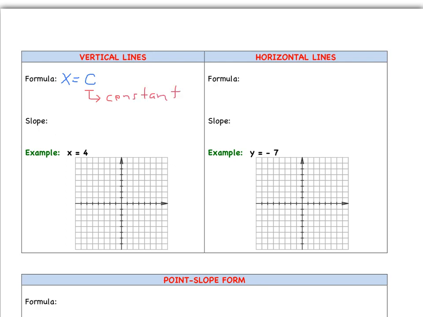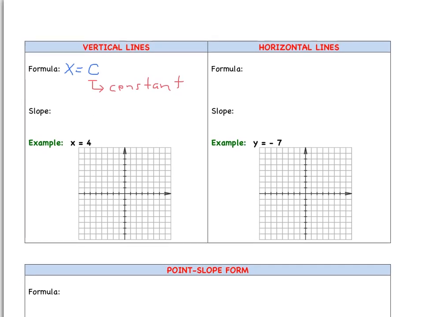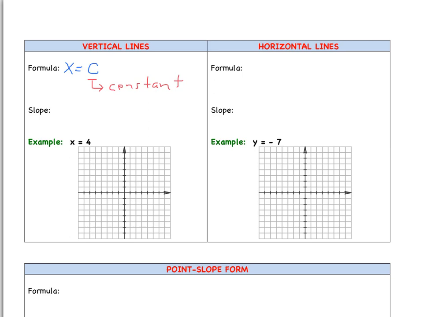Okay, and if we remember our slope of a vertical line, we discussed this the other day, the slope of a vertical line is undefined. Because remember, it's rise over run. Well, a vertical line has an infinite rise, but it doesn't run anywhere. So when you have a 0 in your denominator, it's undefined.